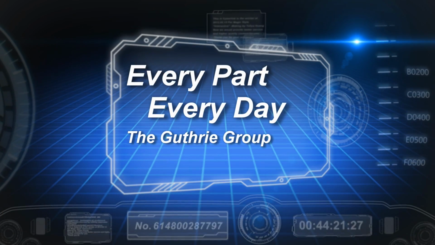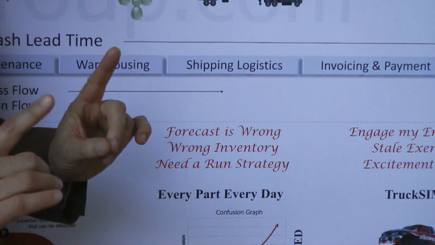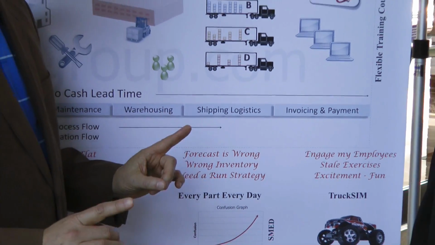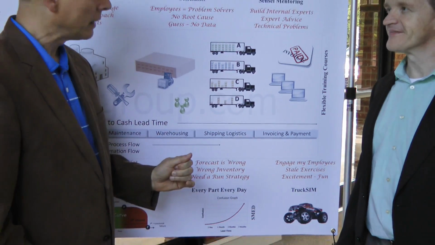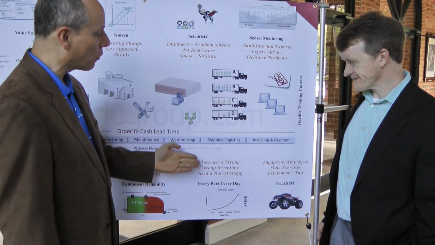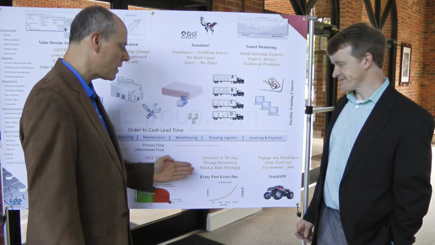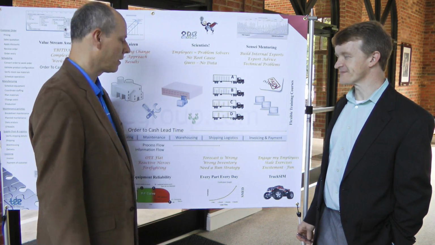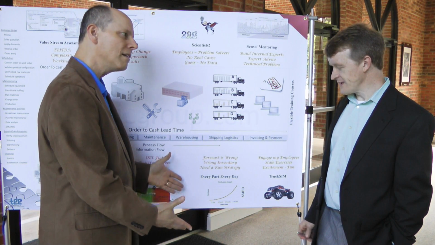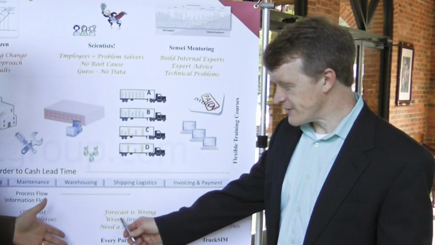You know, Zach, there's one word I think that we would all like to delete from our vocabulary. That's the word wrong. And when we look at the next item here, the forecast is wrong. You've got the wrong inventory and you need a run strategy. Would you explain that? Yeah, I will.